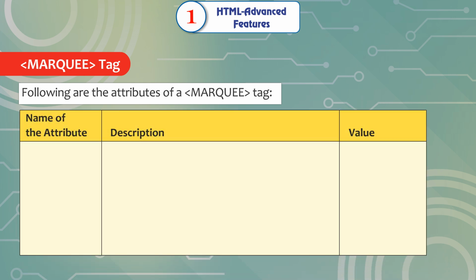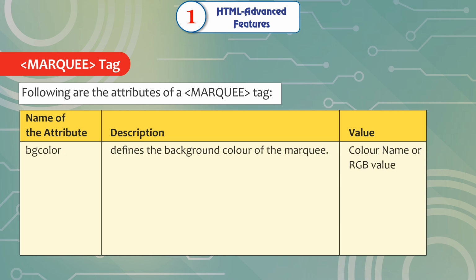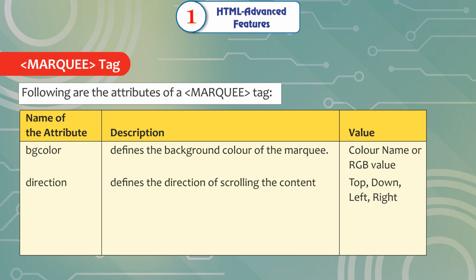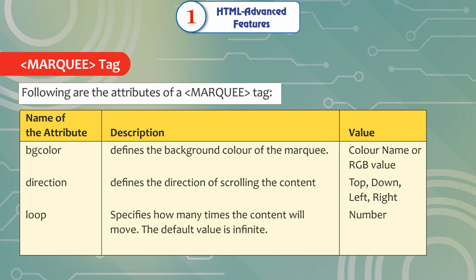Name of the attribute, description, value. BGColor defines the background color of the marquee. The value is a color name or RGB value. Direction defines the direction of scrolling the content: top, down, left, right. Loop specifies how many times the content will move. The default value is infinite.